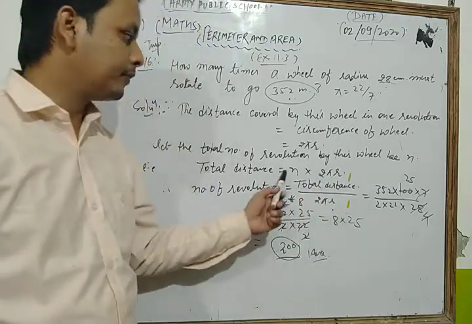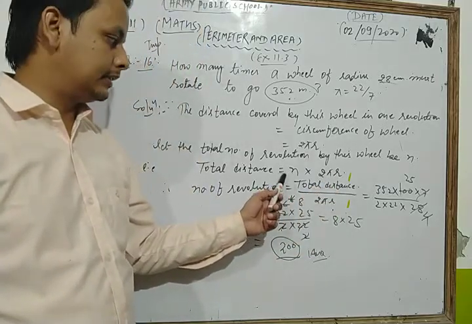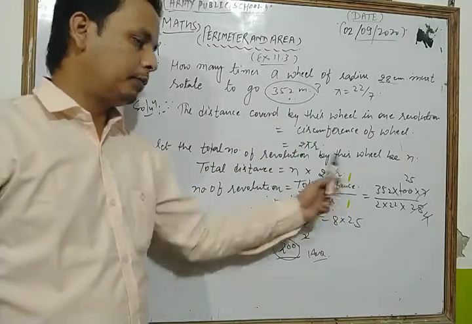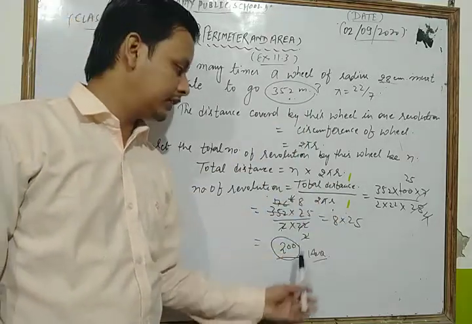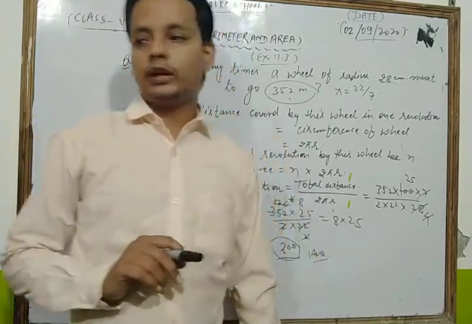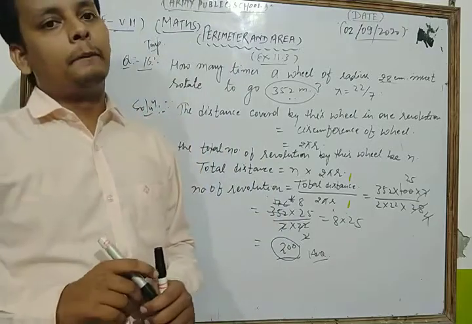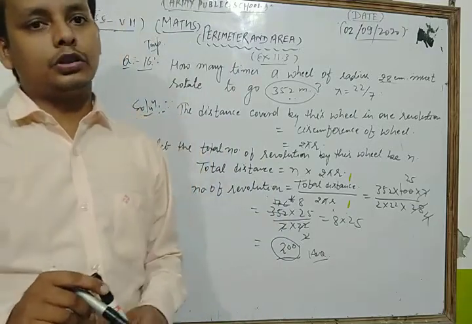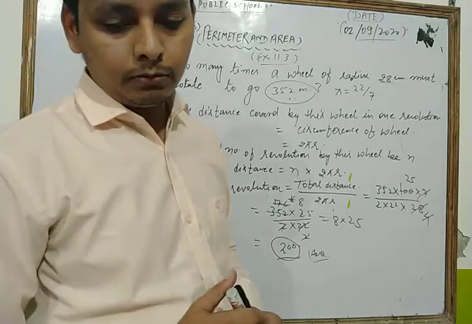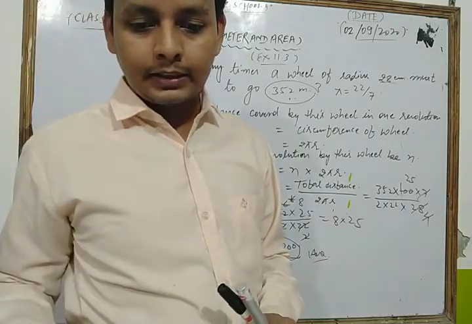So from there we find the number of revolutions the wheel takes to cover the total distance, which is equal to total distance upon 2 pi r. We put in all the values and simplify them, and we get our result. This is one of the most important questions, so please practice more and more of this type of question. Now, dear students, we take and solve some other questions of that exercise.